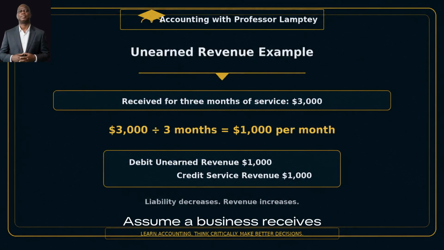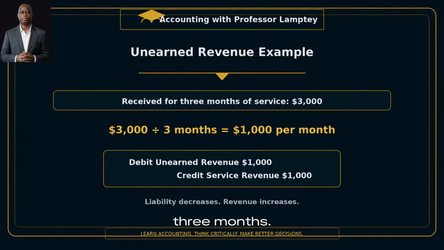Assume a business receives $3,000 on January 1st for services to be provided over 3 months. At first, the business records cash and unearned revenue. Now 1 month passes. By the end of January, 1 month of service has been provided. $3,000 divided by 3 months equals $1,000 per month. The adjusting entry is debit unearned revenue, $1,000, and credit service revenue, $1,000. The liability decreases and revenue increases.